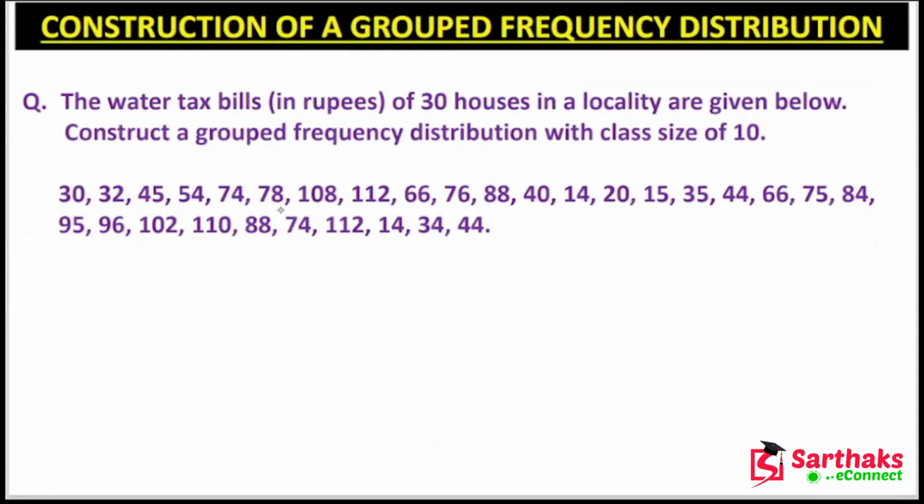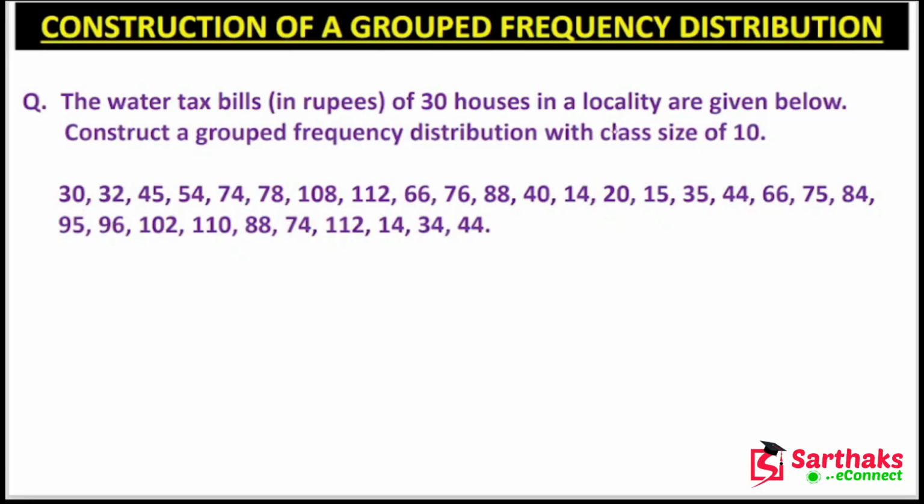So the question is simple. It says that water tax bills in rupees of 30 houses in a locality are given below. Construct a grouped frequency distribution with class size of 10. Now what is class size? It is indicating that you have to take the difference of the lower and upper values in a class to be 10, right? So let us start. Now the raw data is given like this.